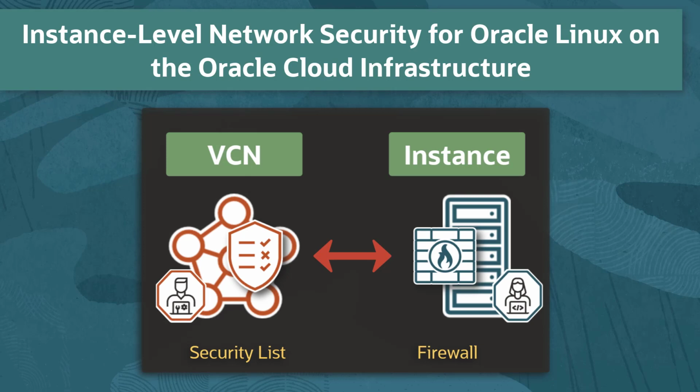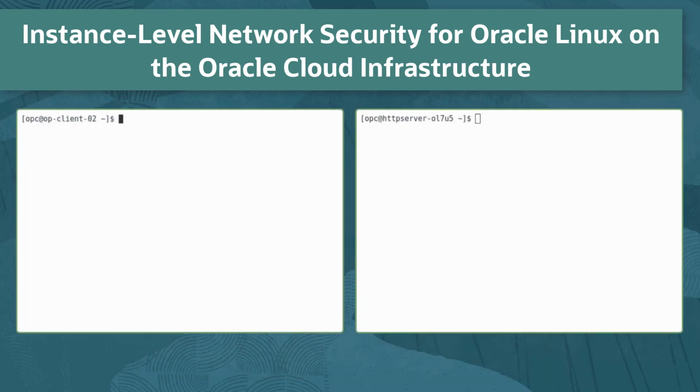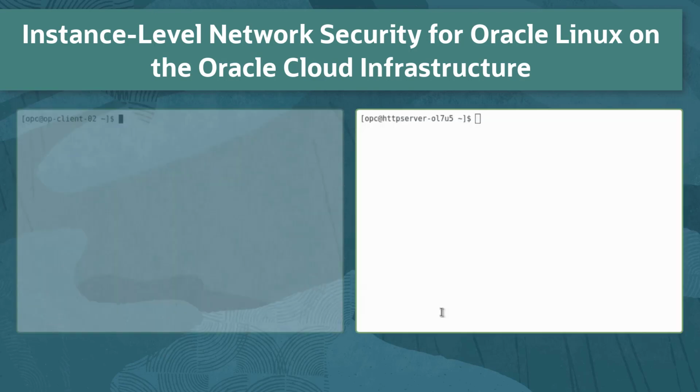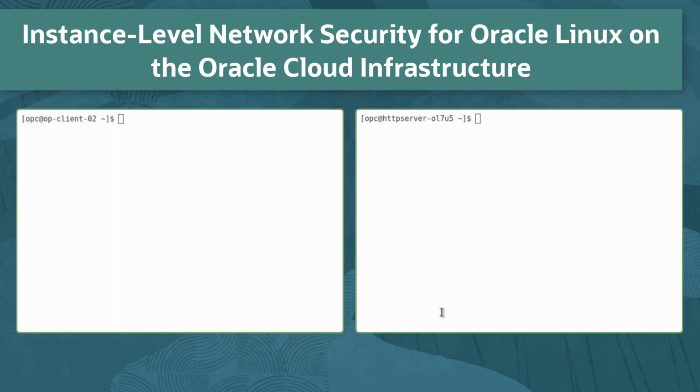In this video, we will use the example of enabling HTTP communication between client and server instances built on Oracle Cloud Infrastructure. We are currently looking at the terminal windows to these two instances. In the left terminal, we have set up an SSH connection to a Linux client looking to access an HTTP server. In the right terminal, an SSH session to the HTTP server. For convenience, the client and server are both connected to the same private subnet of our VCN.